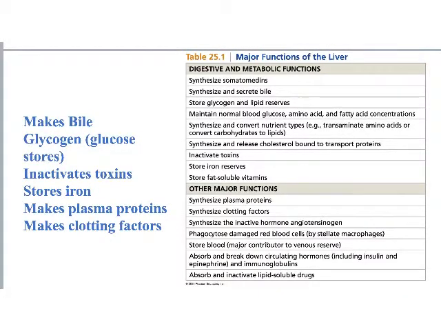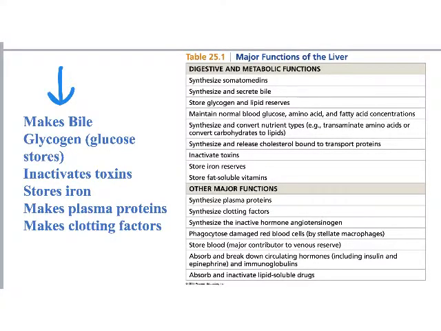So there are multiple functions of the liver, and I put this table in here just so that you can be amazed at all the functions of the liver. And then I wrote here on this side the ones that I really want you to think about. So it does make bile. Bile is stored in the gallbladder and then excreted into the intestines whenever we eat a fatty meal to help us digest fats. It does store glucose in the form of glycogen.